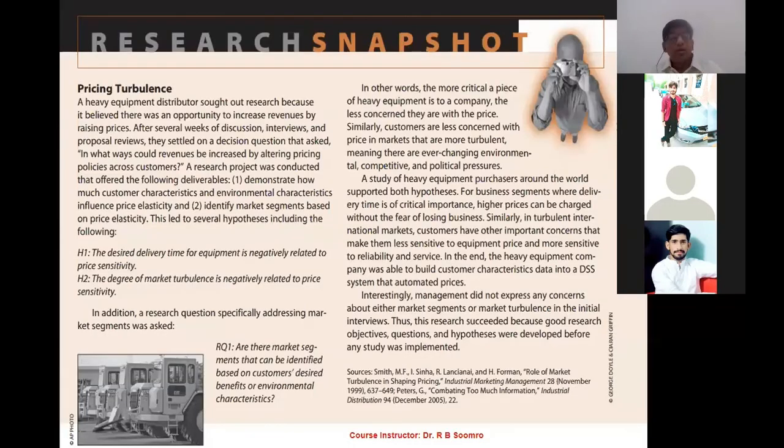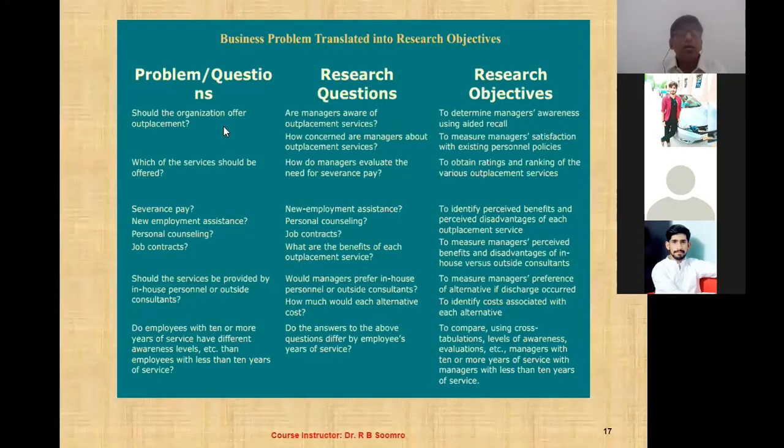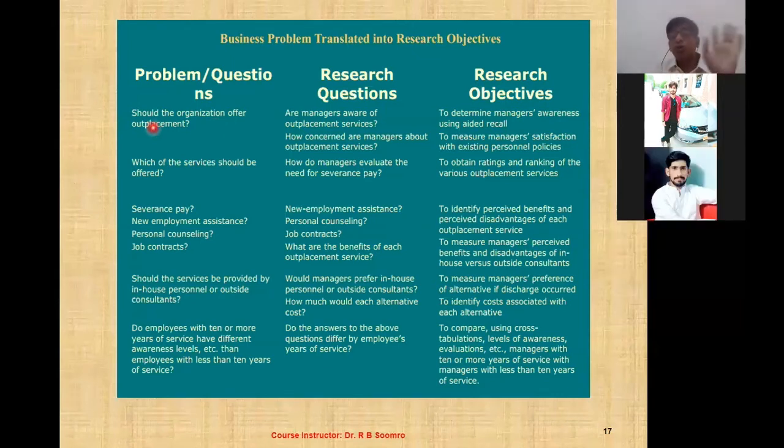Then another thing: in this one, should the organization offer outplacement? Now, this is the problem which the organization is facing. That means that probably there may be high turnover in the organization and people are leaving, or some of the people want to go on voluntary exit, voluntarily leave the organization, voluntary retirement, so they want to start a new career. This may be the problem with the organization.